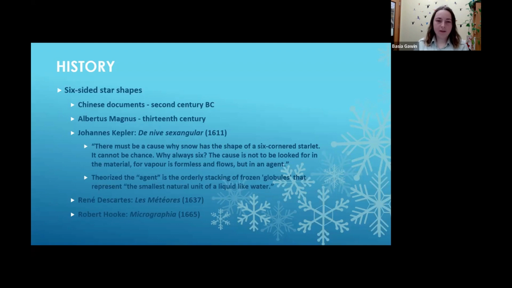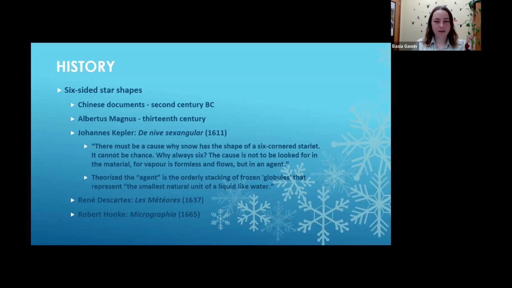And he had this theory that there's an agent in the orderly stacking of what he called globules that represents the smallest natural unit of a liquid like water. So he thought if you go down to the microscopic level, there's something that is that shape. And as it grows, as it gets bigger and we can see it, it retains that shape because that's kind of how it's stacking. And then Descartes also drew some six-folded stars and what he called ice flowers in his meteorology book in 1637.